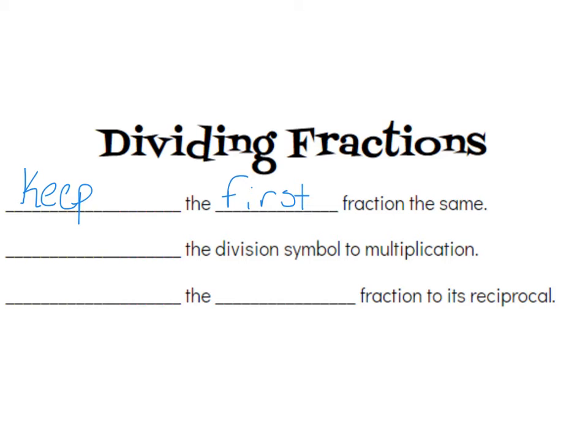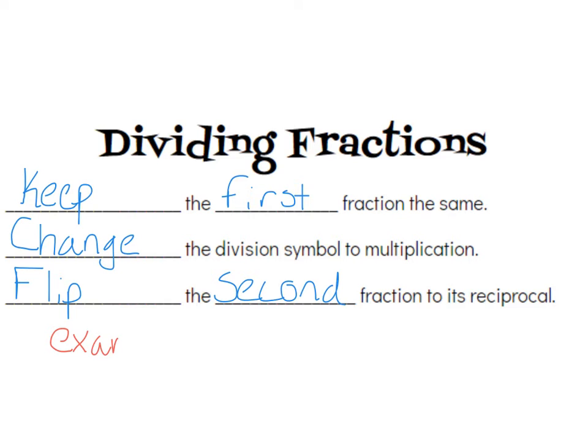The second step is that we change the division symbol to multiplication. We'll go over the reasons for this later. Our last and final step is that we flip the second fraction to its reciprocal. Let's take a moment and talk about reciprocals.